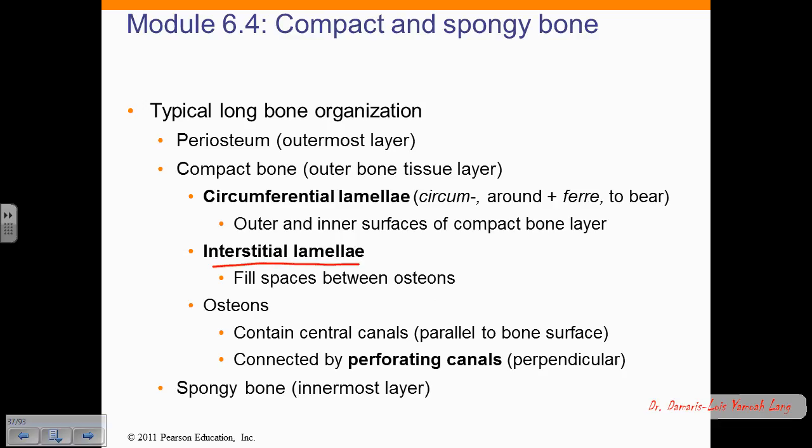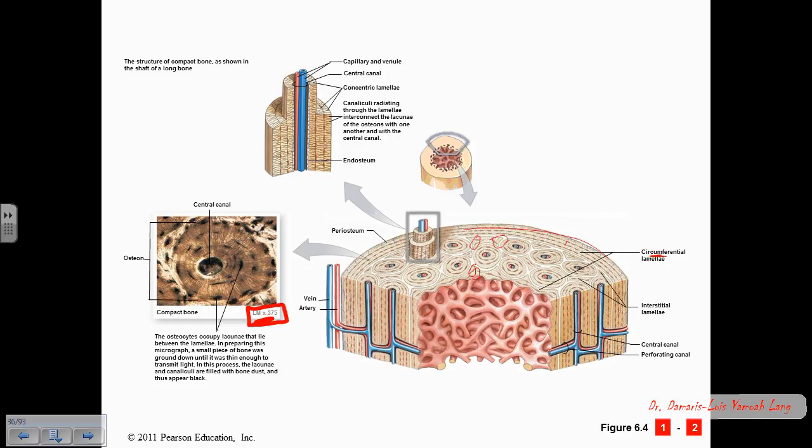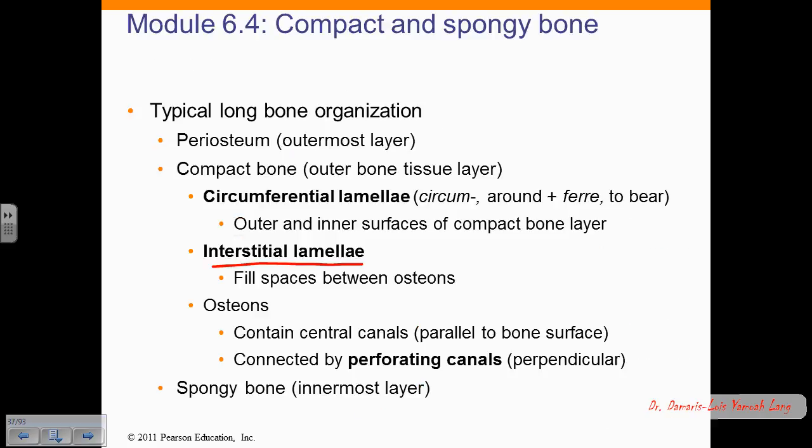And so I told you how this osteon is connected to this osteon by what? These blood vessels, right? Through this canal. So this canal is called the perforating canal. So that blood from outside can keep traveling and branching to the different osteons. So these osteons are connected to each other through what? The perforating canals. So the perforating canals connect the osteons. And the central canals of each osteon are connected to another osteon through the perforating canals.